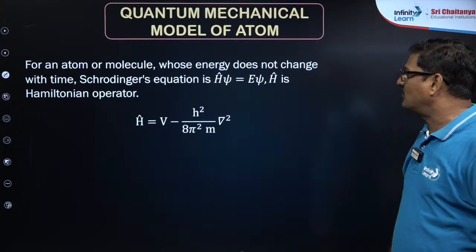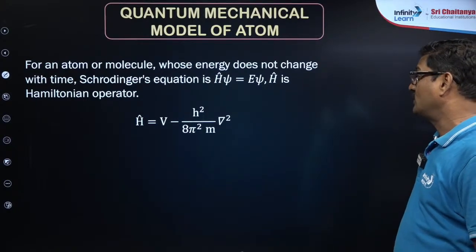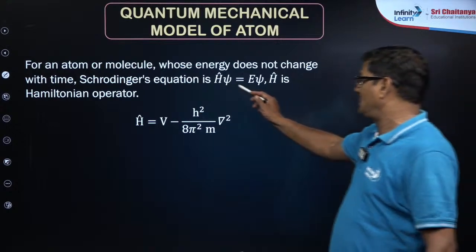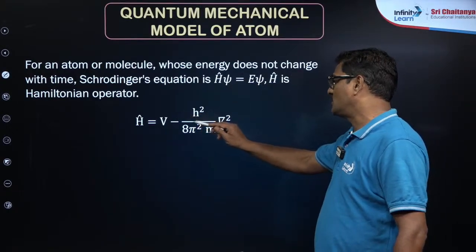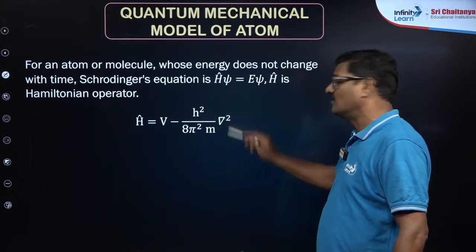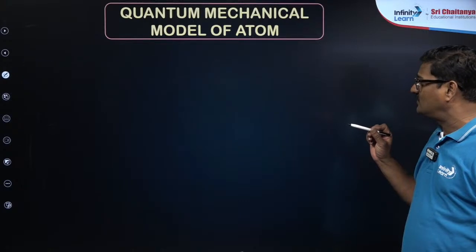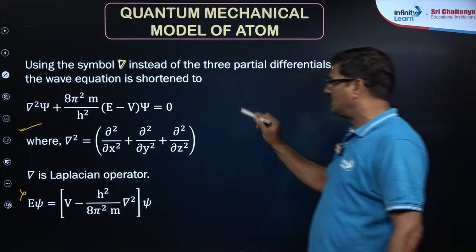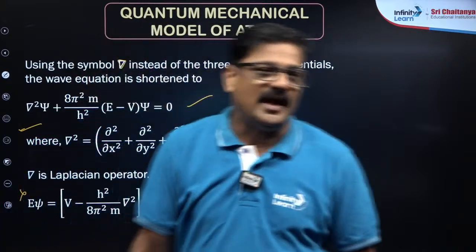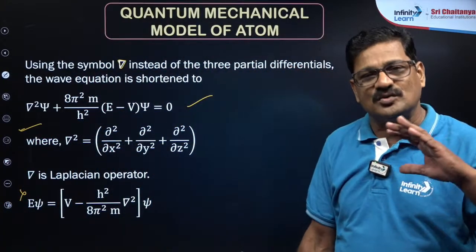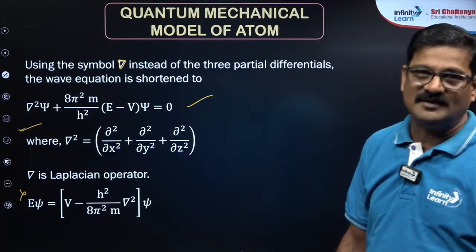So for an atom or a molecule whose energy does not change with time, Schrodinger wave equation is H psi is equal to E psi, H is equal to V minus h square by 8 pi square m del square. In this we can say when you solve Schrodinger wave equation you are going to get n number of solutions, okay, n number of solutions, and those solutions which are valid and many of the solutions which are not valid, okay.